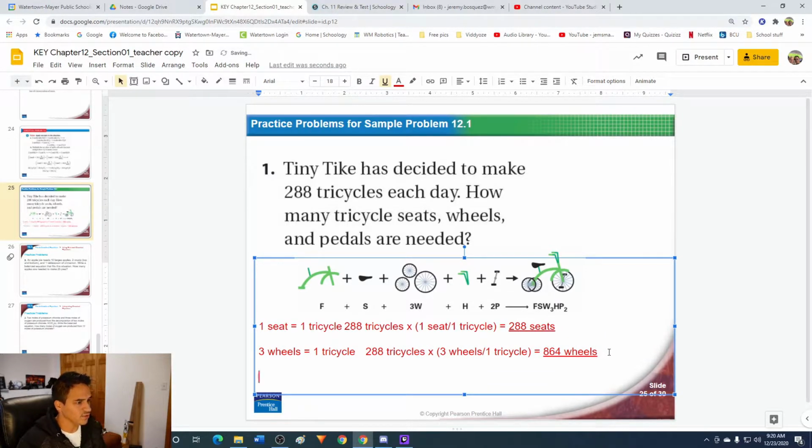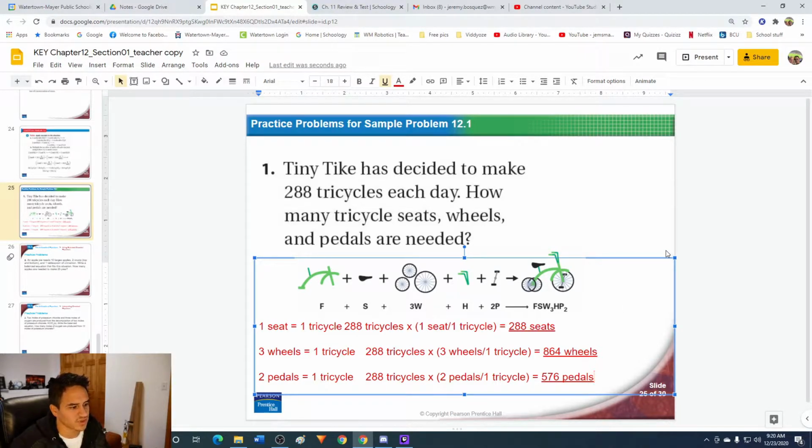And then lastly, for pedals, we can see that we need 2 pedals for every 1 tricycle. So if we set this math up, again using dimensional analysis, we're going to multiply this by 2 pedals over 1 tricycle. So 288 times 2, and we get 576 pedals are needed. That's all they're asking for us to do in this problem.